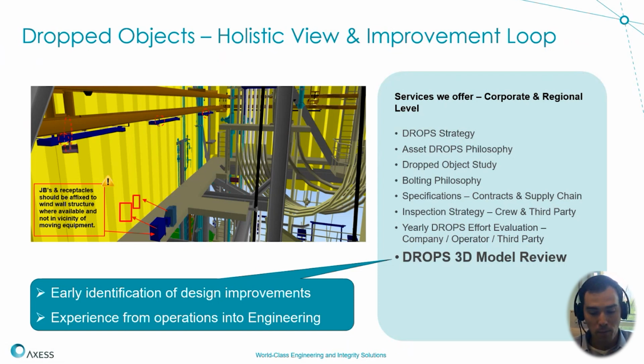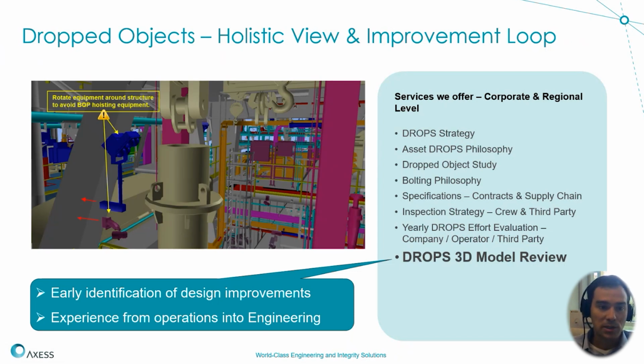So by simply relocating an item a few centimeters, the probability of it being hit by a moving object can be reduced. Dynamic drops are the major source of findings and issues offshore, and this is one example of a simple design improvement that could significantly reduce the risks later on.